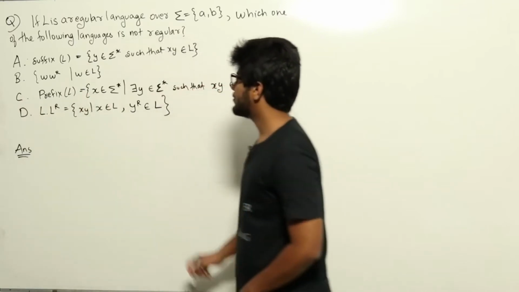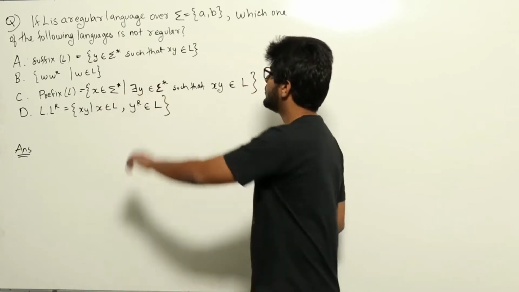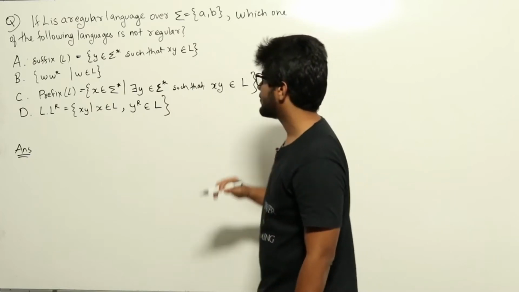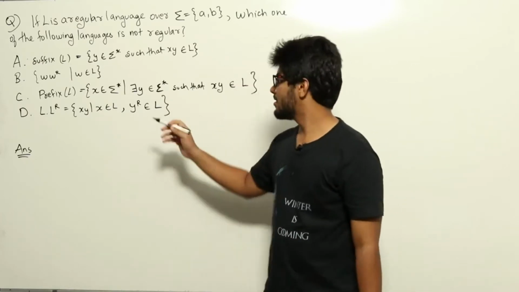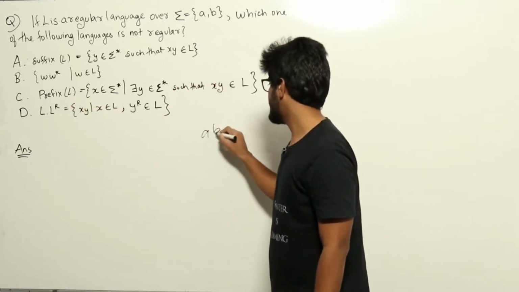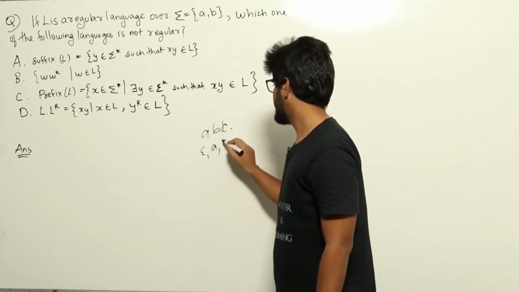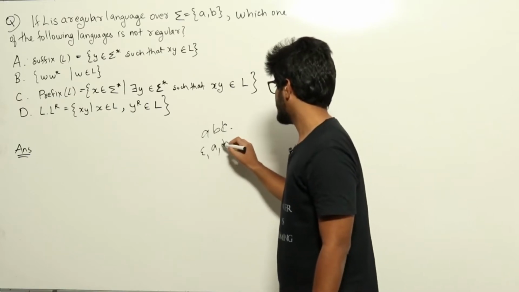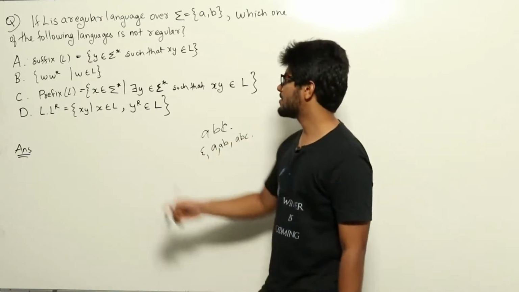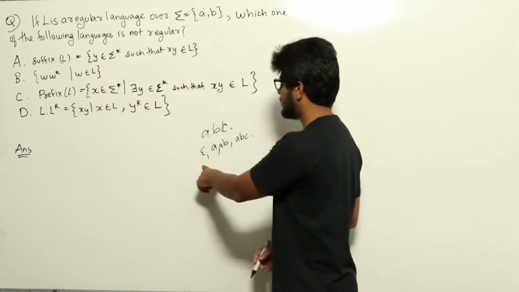Prefix of L equals the set of all elements x belonging to sigma star such that there exists y belonging to sigma star such that xy belongs to L. So this is the prefix language of L, which means that if L contains a string, let us say ABC, then the prefix will be epsilon, A, AB, and ABC. These will be the prefix strings. So if ABC belongs to L, then the prefix of L will contain epsilon, A, AB, ABC as well.